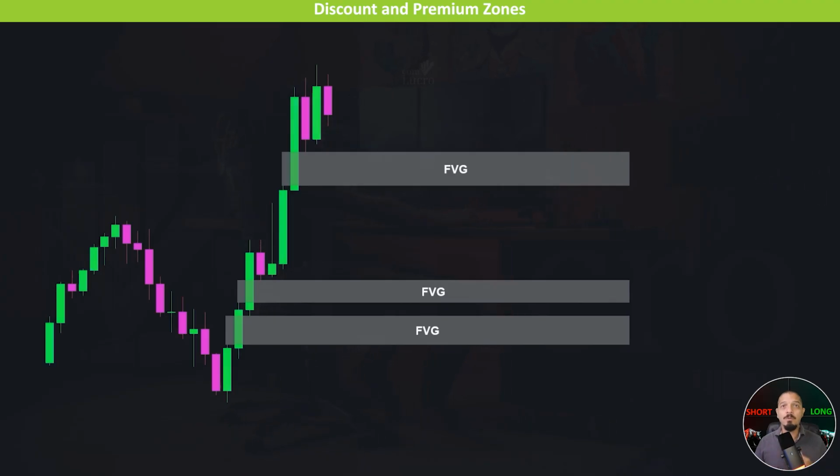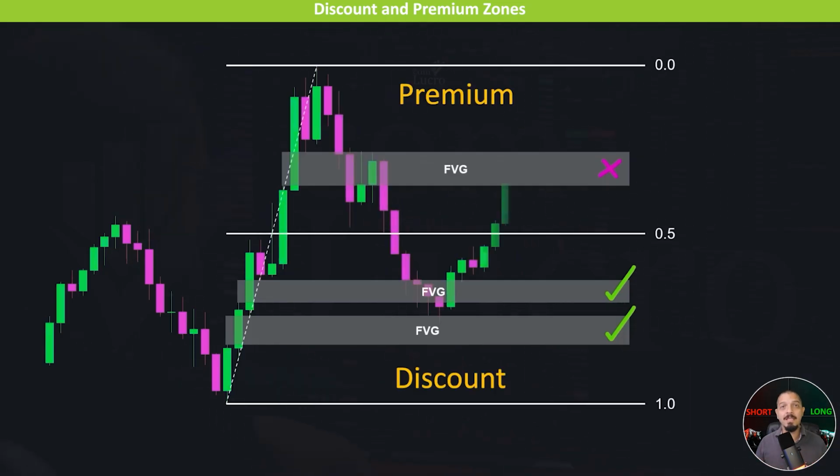When the price pulls back to these areas, they will act as support and push the price higher. But if we wanted to place a buy limit, these 2 would have been our choice. The difference between these 3 is that the higher one is located inside the premium side of the range, and the lower ones are inside the discount.